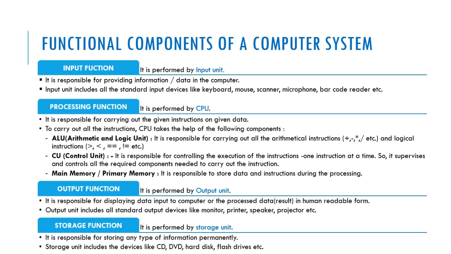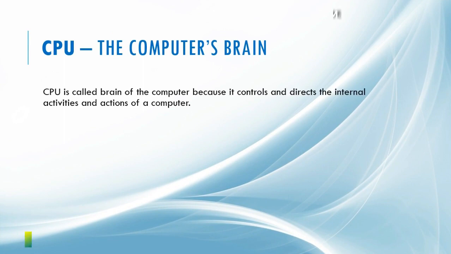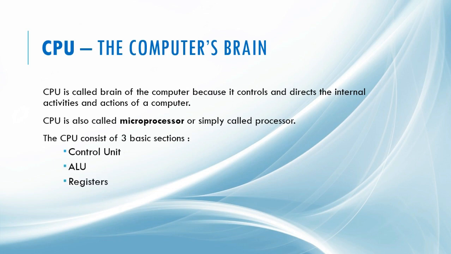Now let's move to the next topic, that is the CPU. Now we'll see the working of the CPU, the computer's brain. The CPU is called the computer's brain because it controls and directs the internal activities and actions of a computer. The CPU is also called the microprocessor or simply the processor. And the CPU, as we have seen, consists of three basic sections: a control unit, the ALU, that is the arithmetic logic unit, and third, registers.